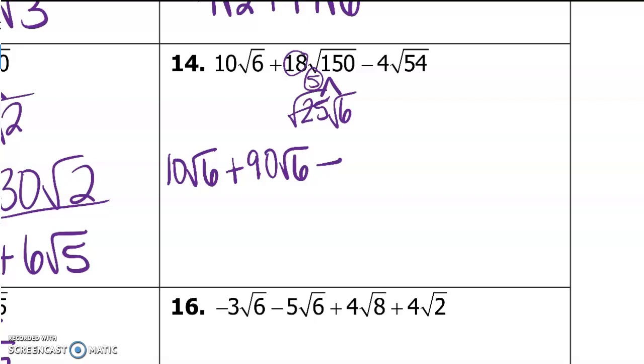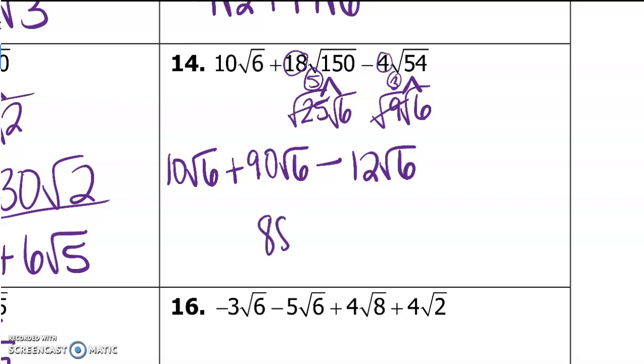Bring down your minus sign. 54 is 9 times 6. Square roots. Square root of 9 is 3. So 4 times 3 is 12 square root of 6. So now these all match. They all have the square root of 6, so you just go straight across. 10 plus 90 minus 12 should give us 88 square root of 6.